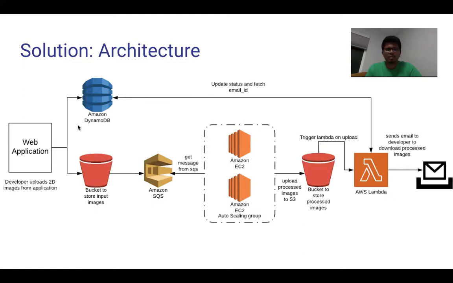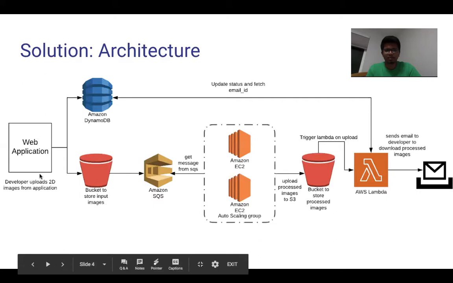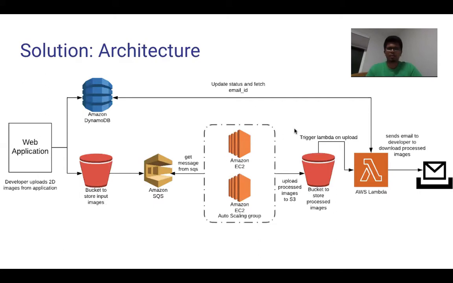It'll fetch the email address. So one more piece of information which I'm seeking from the developer along with the input images is also the email address, because I want to know who was the developer who uploaded the image. So Lambda will fetch that email address from DynamoDB, and it will send an email back to the original developer who uploaded the image. To see all of this in action, let's now look at the demo.